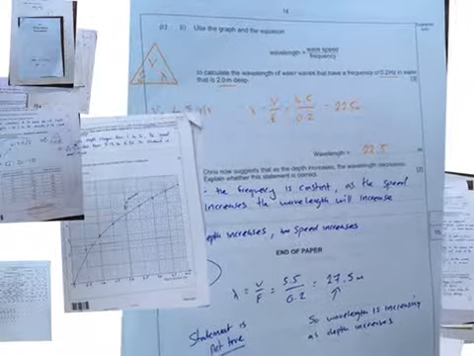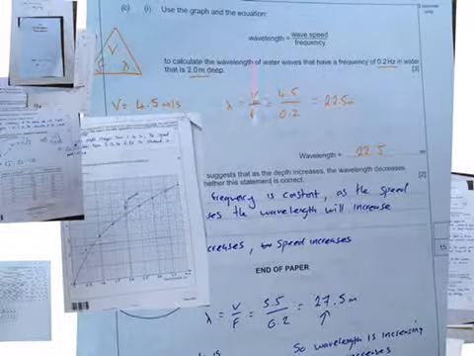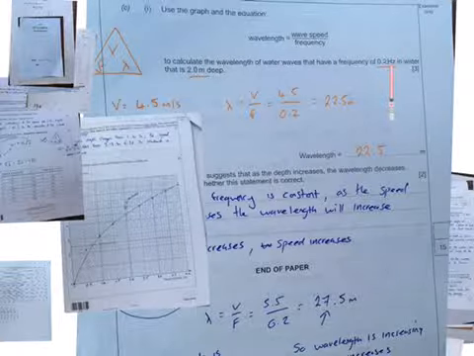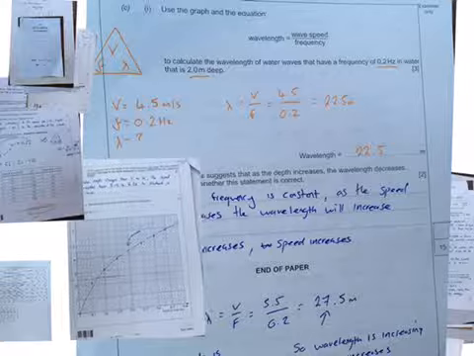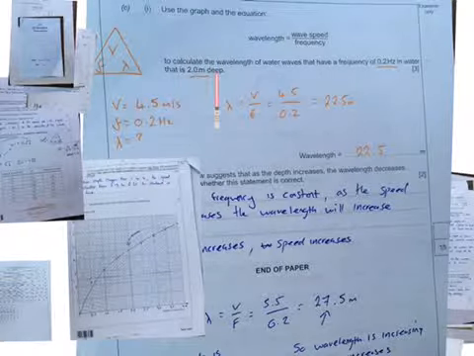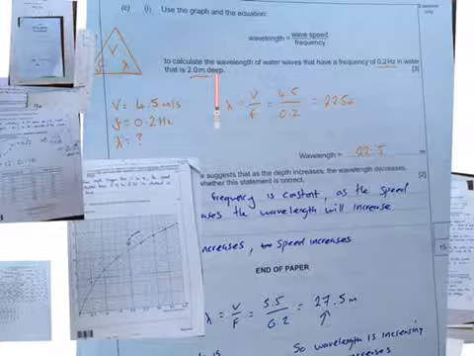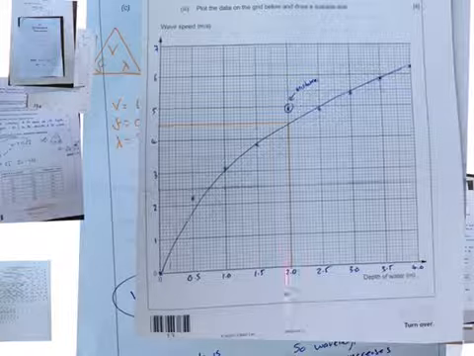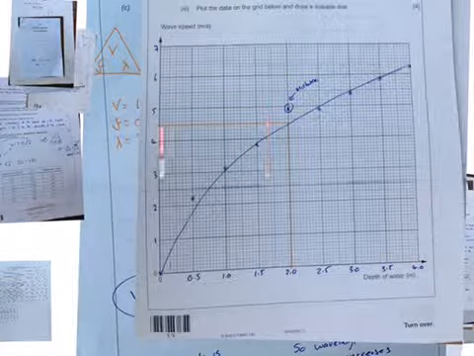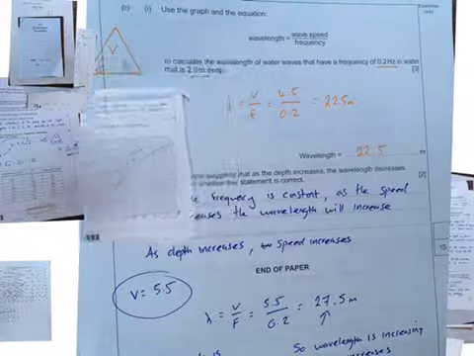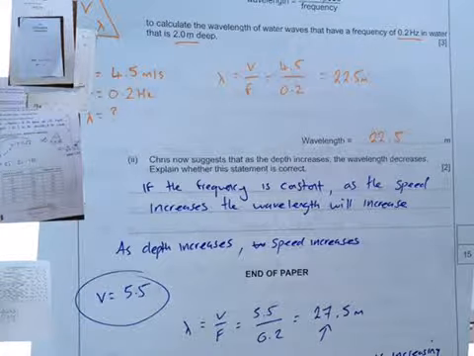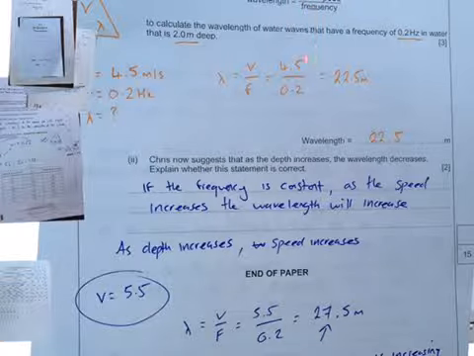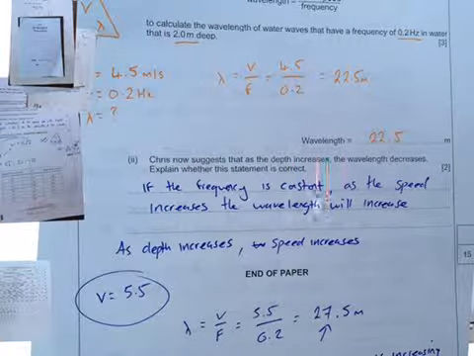Use your graph and the equation to calculate the wavelength of the water waves. There is a frequency of 0.2 hertz. So it's giving you your frequency. I just need to find, when it was 2 meters deep, what was my speed. You can see there 4.5. I'll show you how I got it. When I was at a depth of 2, my wave speed was 4.5. And that's where I've got that from. And then when I put all the calculations together, because it's giving me the equation up here, it's going to be 22.5 meters.